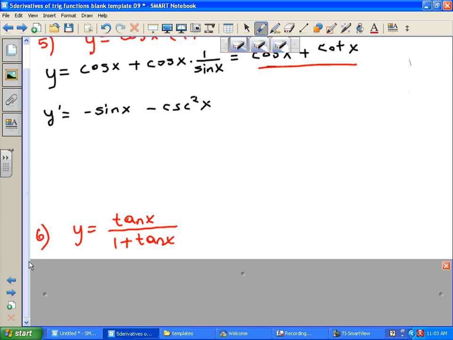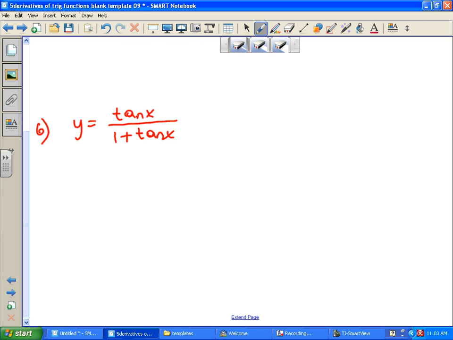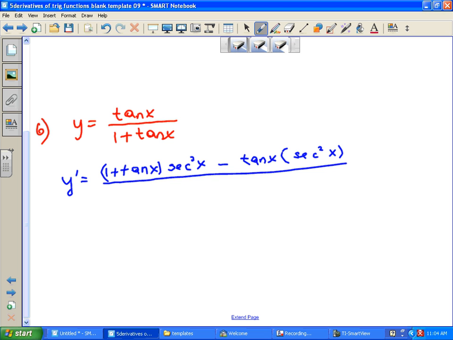Okay, once again, the quotient rule, right? So the lower expression times the derivative of the higher minus the higher expression. Okay, what will be the derivative of the lower one? Derivative of 1 is 0, right? Derivative of tangent is secant squared x, all over the denominator squared.